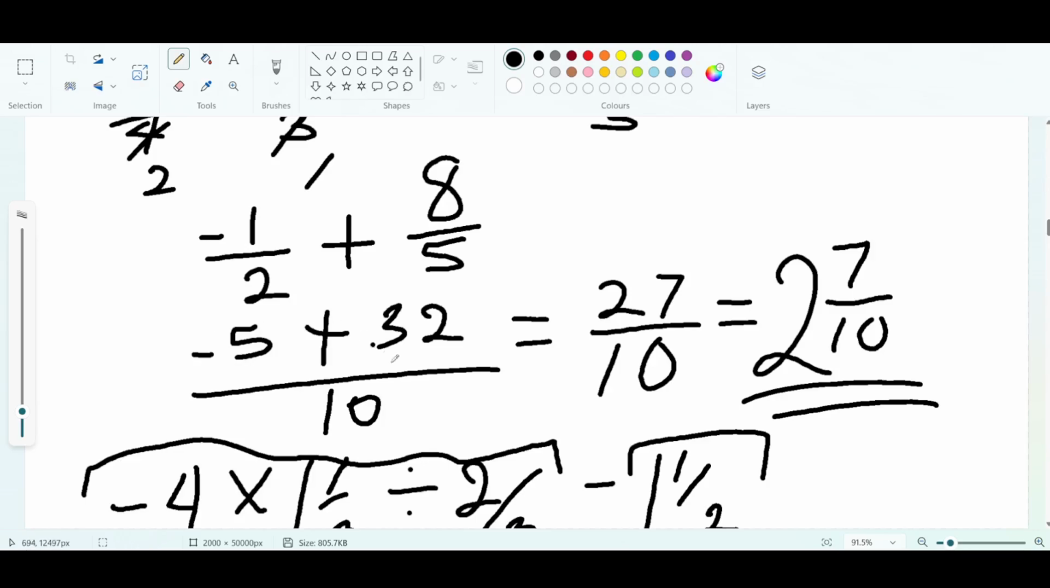So the LCM here is 10. So 2 in 10, that is 10 divided by 2, that is 5 times 1, 5. And 10 divided by 5, that's 2. 2 times 8, 16. So this is supposed to be 16. Minus 5 plus 16. So that's what? Minus plus 11.